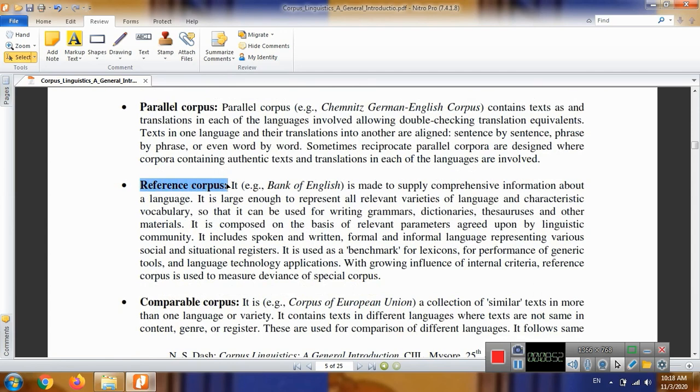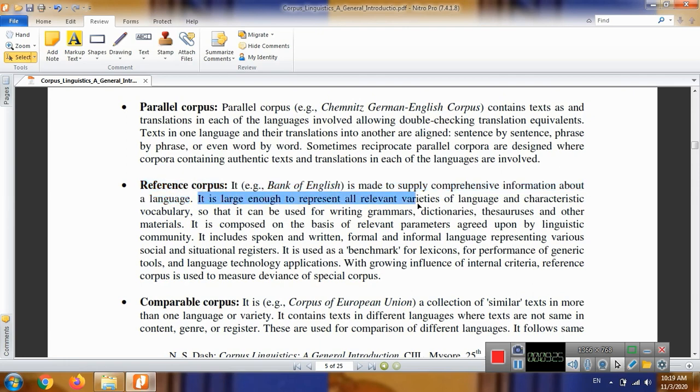Another kind of corpus which is very important is the reference corpus, like the Bank of English. It is made to supply comprehensive information about a language, because it is a reference corpus, therefore it is a comprehensive corpus.